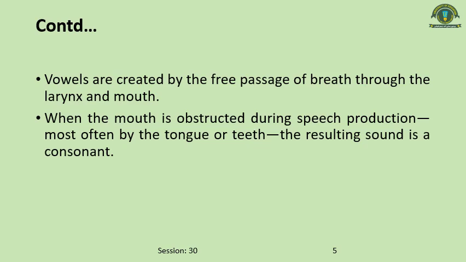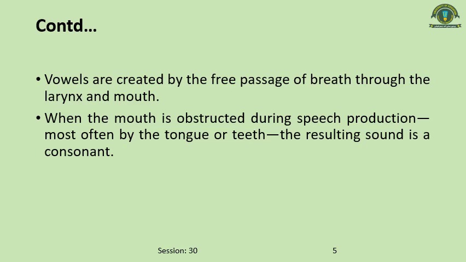Alright, you're right. The basic difference between a consonant sound and a vowel sound is that when we produce a consonant, the airstream is obstructed somewhere between our lungs and mouth. But when we produce a vowel, the airstream is not obstructed. This is what the statement says over here, that vowels are created by the free passage of breath through the larynx and mouth. This is the technical answer.